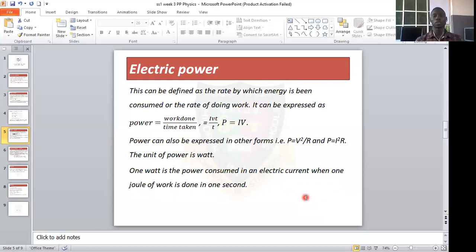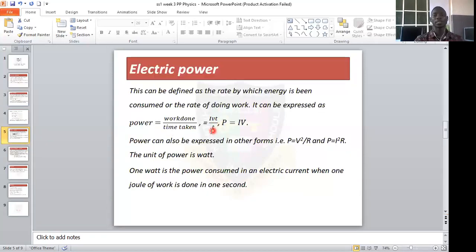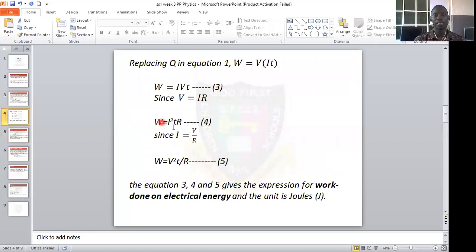That is work done over time, and you know the formula for work done given here. From equation 3, IVT gives you work done equals IVT over T, time. Cross multiply, T takes T, and we have P equals IV. So the power is given as the product of current times potential difference. That's another expression. But from the definition, it is the rate at which energy is being consumed, so power can also be expressed in another form. Look at the other expression of work done. Here we have I squared TR.